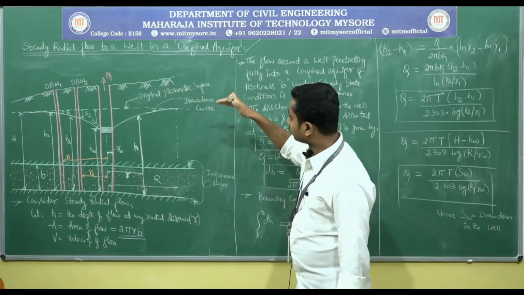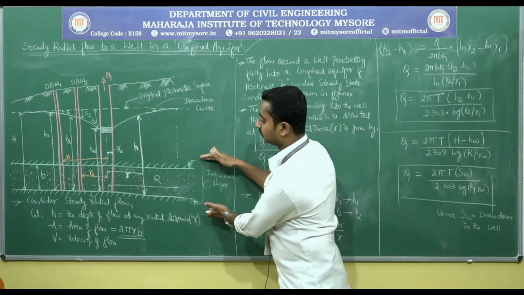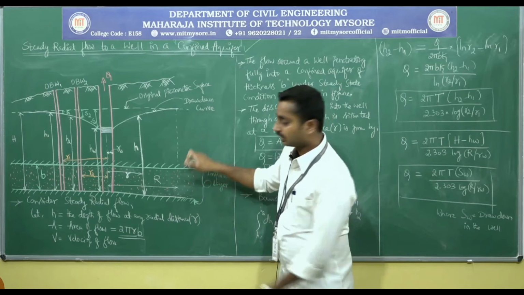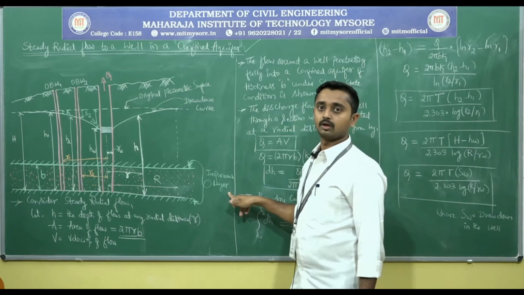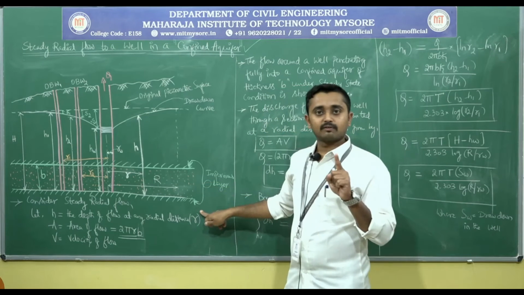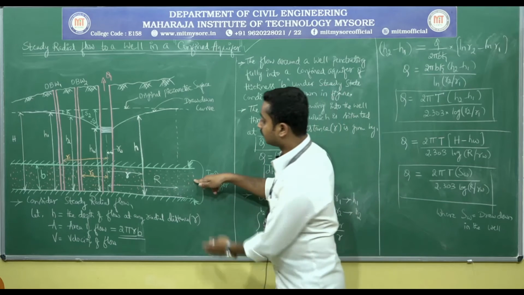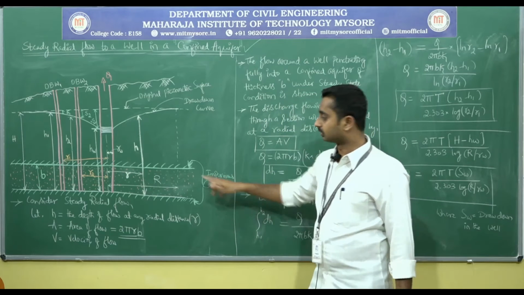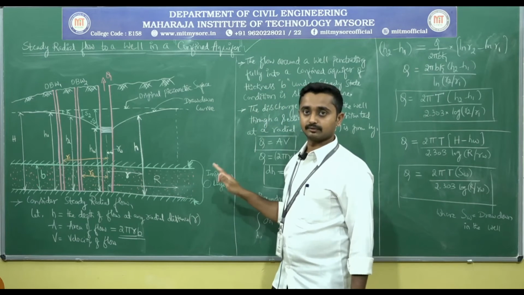Carefully observe, in the case of a confined aquifer, as the name itself suggests, the water is confined. There are two impervious layers, so this water is confined between two impervious layers. In the previous derivation, there was only one impervious layer, because that was unconfined and the water level is open to atmosphere. But here the water level is confined between impervious layers.